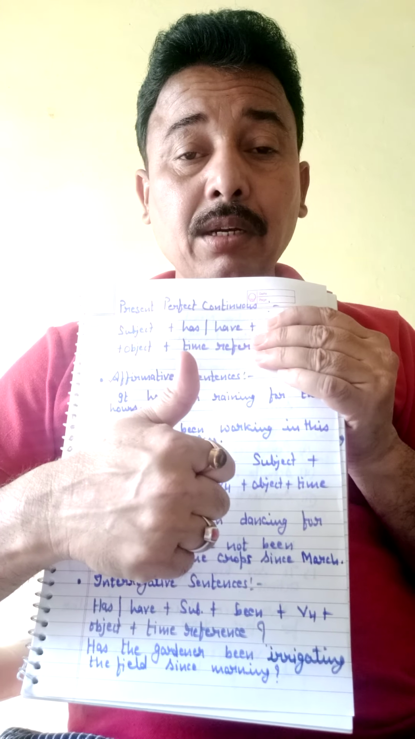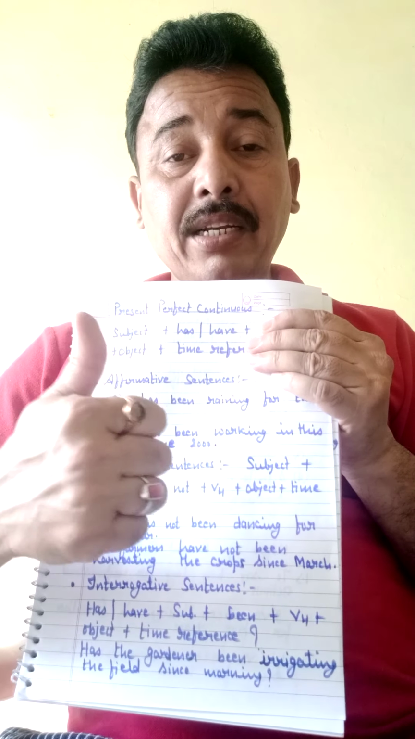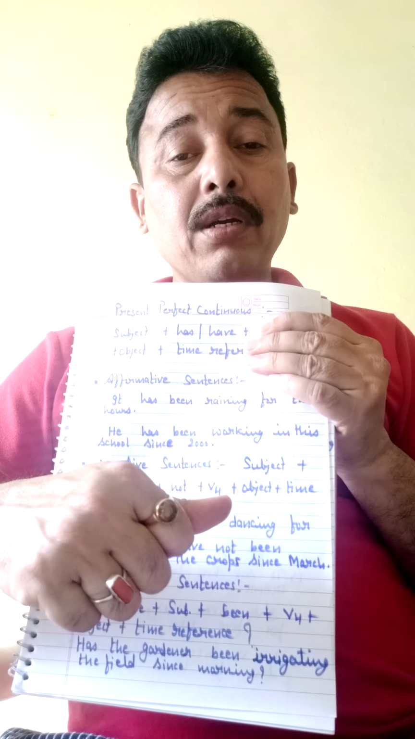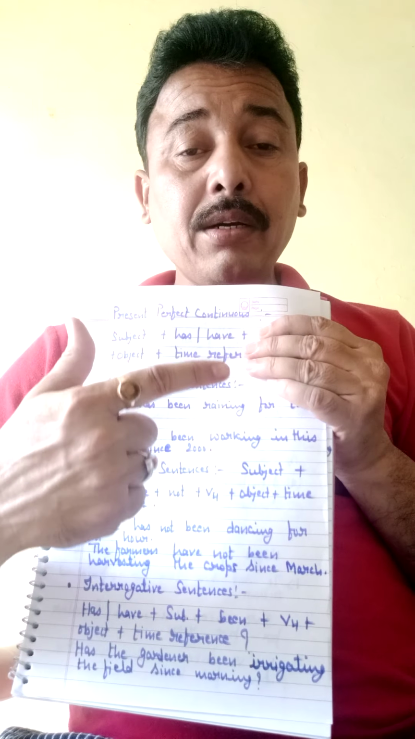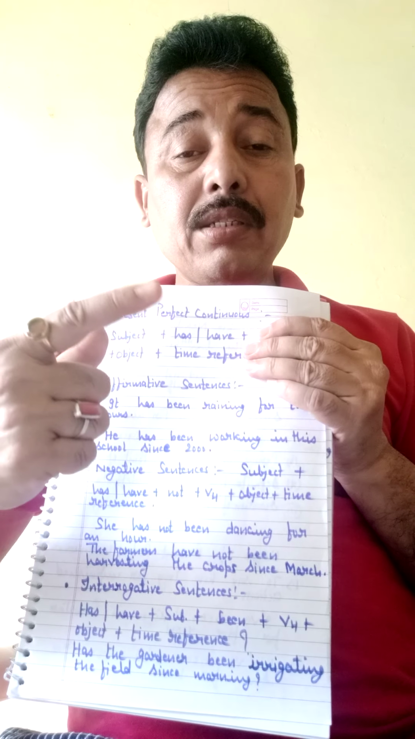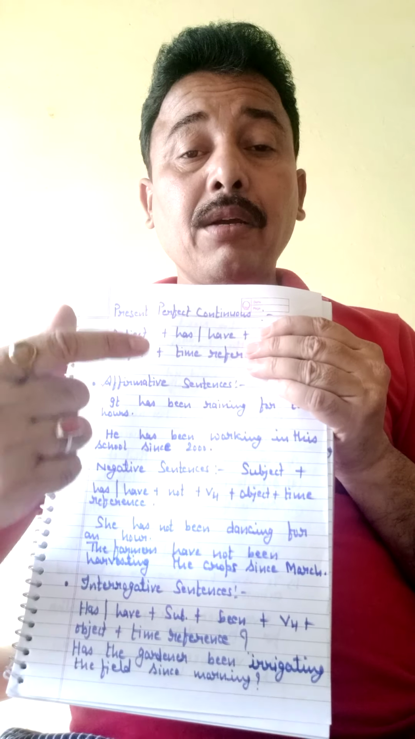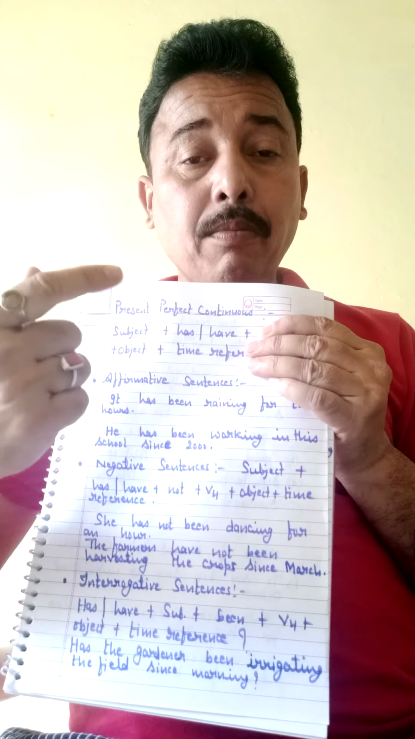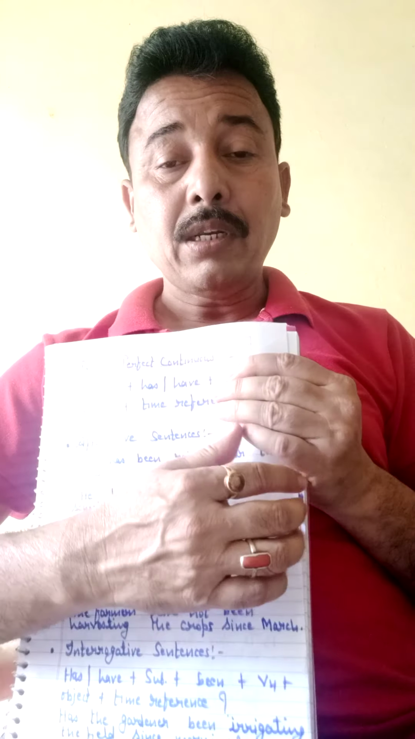First, you got it about the time reference for. The sentence is, the gardener has been irrigating the field for 2 hours. Second, the gardener has been irrigating the field since morning. This is affirmative. Now interrogative is, has the gardener been irrigating the field since morning? Or has the gardener been irrigating the field for 2 hours? This is interrogative.